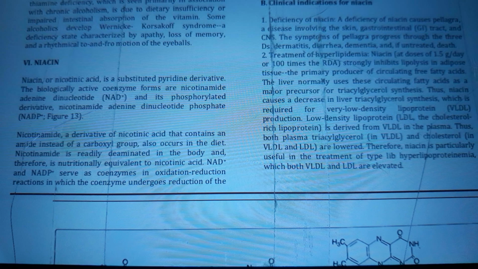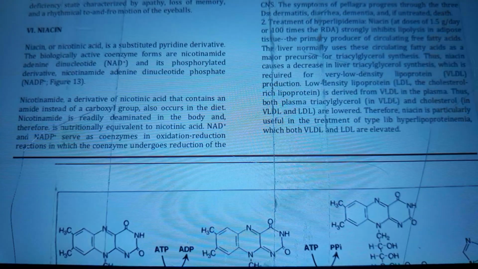Now we go to the clinical manifestations or indications for niacin. Clinically, the deficiency of niacin causes pellagra, a disease involving the skin, gastrointestinal tract, and CNS. The symptoms of pellagra progress through the three Ds: dermatitis, diarrhea, dementia, and if untreated, death. I repeat, dermatitis, diarrhea, and dementia, and if untreated, death.